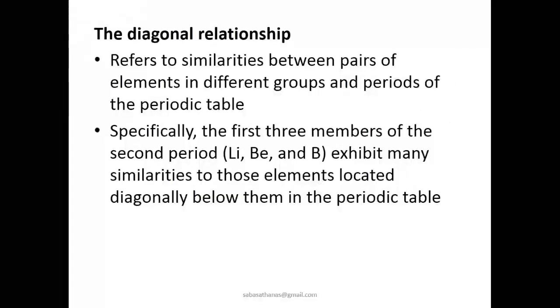So thus kuna kitu kinaitwa diagonal relationship. Diagonal relationship refers to the similarities between a pair of elements in different groups and periods of the periodic table. Specifically, the first three members of the second period, which are lithium, beryllium, and boron, exhibit many similarities to those elements located diagonally below them in the periodic table. Kwamba ina maana zinakuwa na magrupu tofauti na period tofauti, lakini zinakuwa na similar properties. Hiyo ndio inaitwa diagonal relationship.